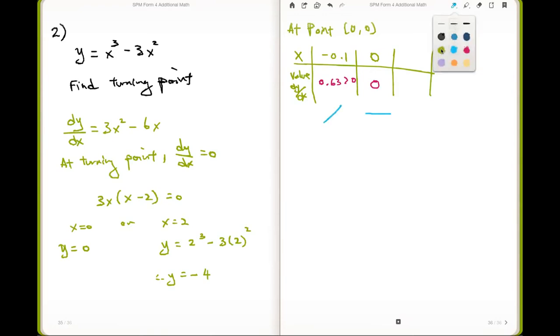The next value after 0 is 0.1. If this number is too big, sometimes you get the same sign. What you do is make it smaller by one order, 0.01, but I'm using 0.1. Here it is negative 0.57, which is less than 0. Therefore, my graph goes from positive to 0 to negative, so the coordinate (0, 0) is a maximum point.